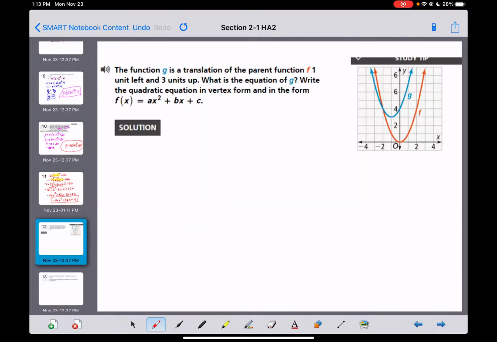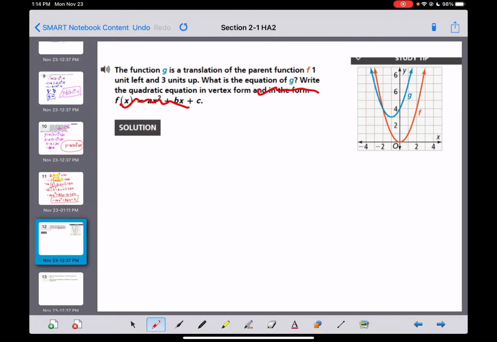Okay, let's look at another one. Okay, so the function g is a translation of the parent function f. And g is going to be 1 unit to the left and 3 units up. So what is the equation of g? We're going to write the quadratic equation in vertex form, and we're just going to put it in vertex form. Okay, so we're essentially going to write what g is.